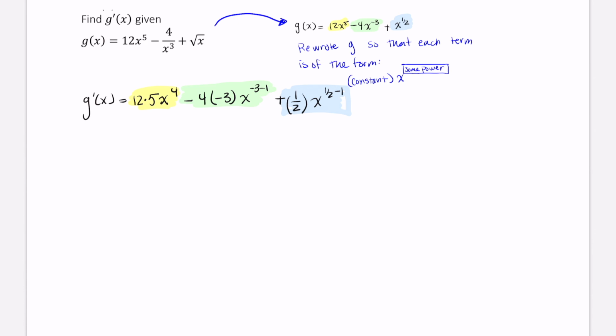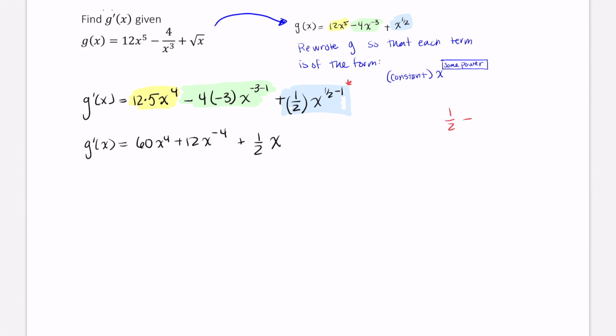So in this next step, all we're really going to do is simplify these exponents, and of course, multiply the constants. So g prime of x is equal to 60x to the fourth plus 12x to the negative 4 power plus 1/2 x. And in case you're rusty with your fractions, let's take a look at this over here. 1/2 minus 1, that's equal to 1/2 minus 2 over 2, that's equal to negative 1/2.